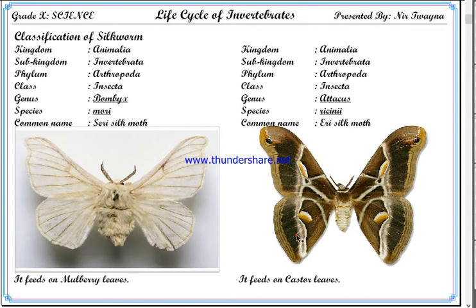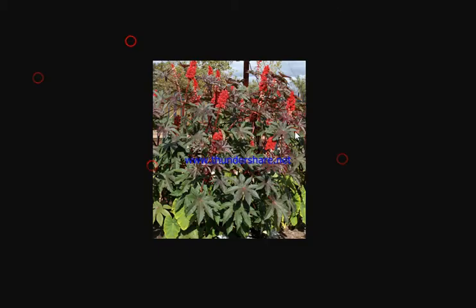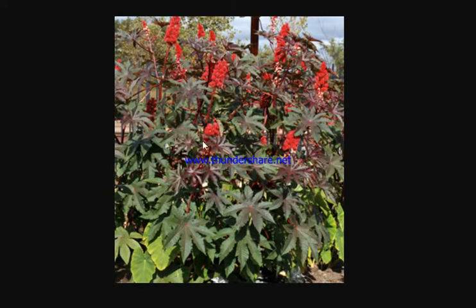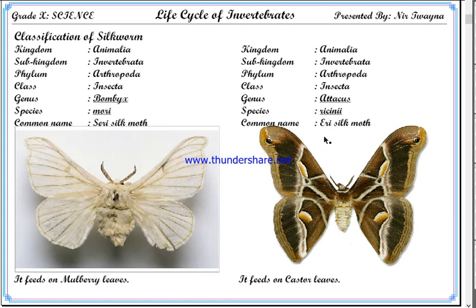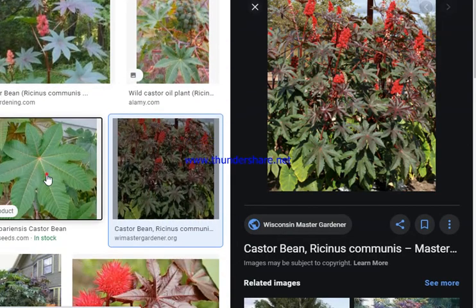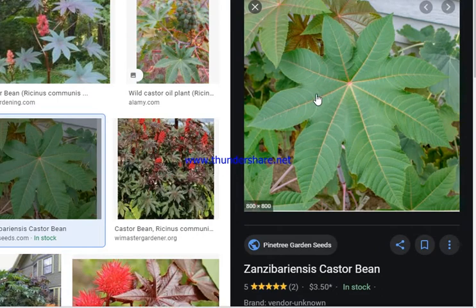Whereas Eri silkworms feed only on castor leaves. Have you seen castor? I haven't seen it, so I will search for a picture and show you. You can see here, this is the castor plant, and it is also called the ricinus plant. That's why the Eri silkworm, which feeds on this plant, got its scientific name Attacus ricini. And you can see other pictures also. Here you can see the specific leaf of the castor plant.